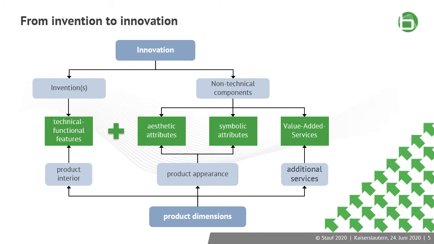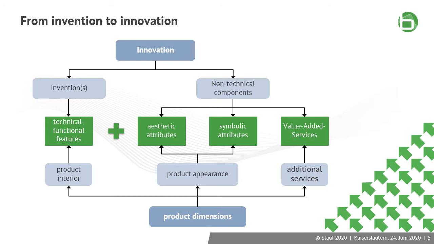For example, the product appearance. External aesthetic appearance of a product including its packaging or symbolic product features like brand names. And we also have additional services, so-called value-added services like customer service, product-related manuals, plans, or design drawings.